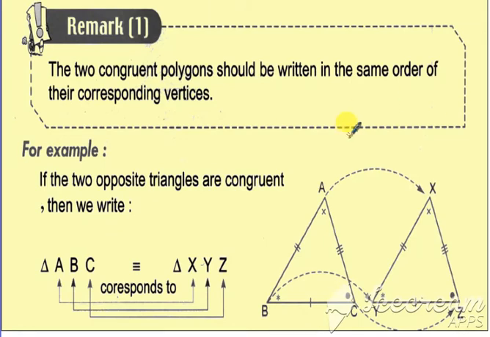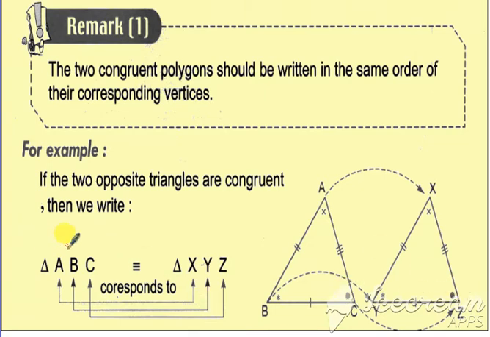Okay, two congruent polygons should be written in the same order of their corresponding vertices. If the two opposite triangles are congruent, then we write triangle ABC congruent to triangle XYZ. Measure of angle A equals measure of angle X. Measure of angle B equals measure of angle Y. And the measure of angle C equals the measure of angle Z.